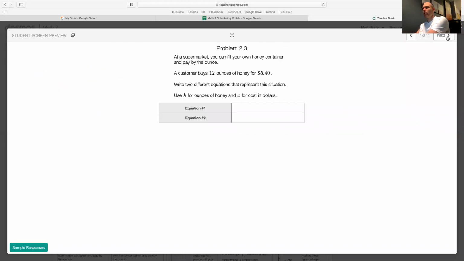All right, so now they're asking us for 2 equations that represent the two unit rates we just did. So we're still talking about the same honey and money situation, and we're going to represent honey with H, and the total cost will be C. So H is ounces of honey, and C is the cost. And here are the 2 unit rates that I calculated in the last 2 slides.